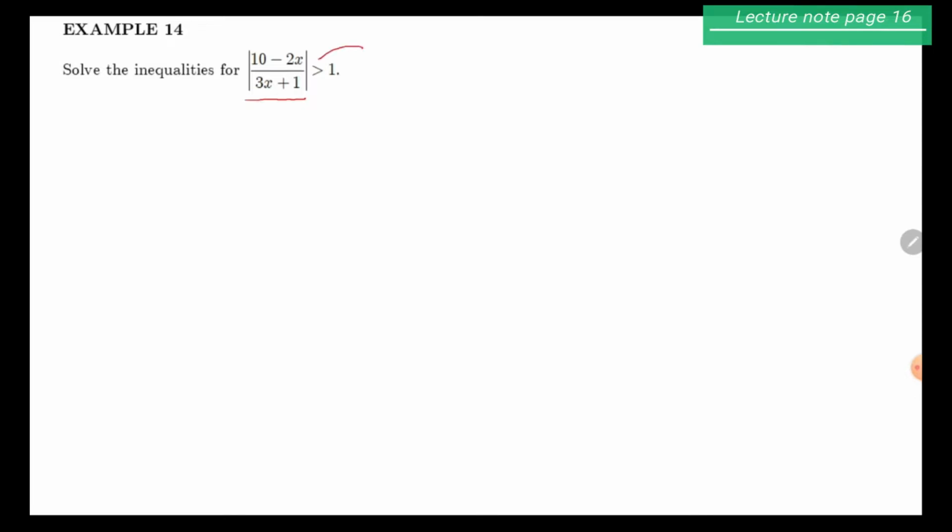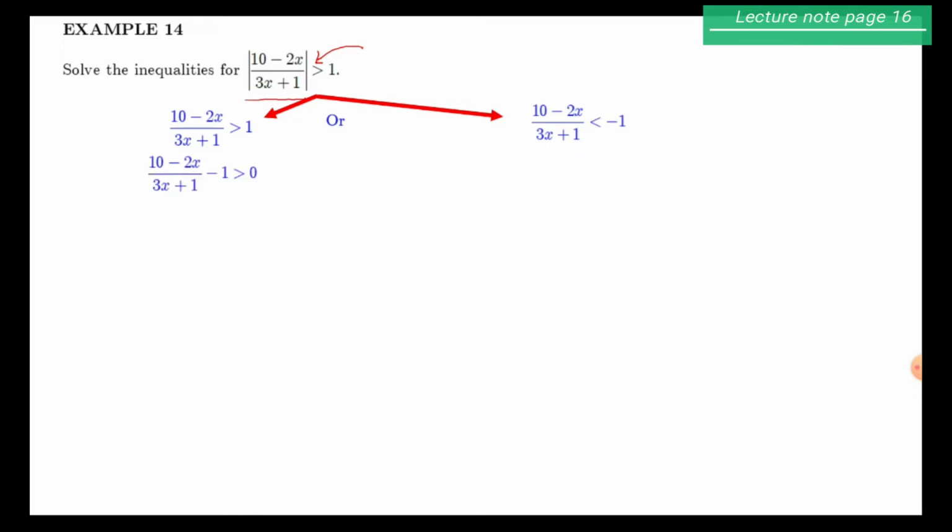In this case, we can see that this is the sign of greater than. So we can split our solution with or. For the positive one, we have (10 minus 2x) over (3x plus 1) is greater than 1. Or for the negative part, we have (10 minus 2x) over (3x plus 1) is less than negative 1. So we need to solve them separately for both sides.